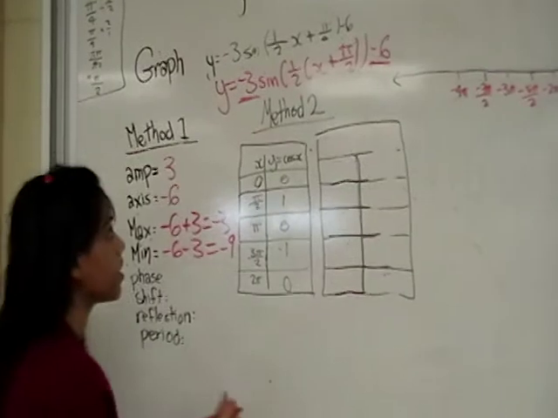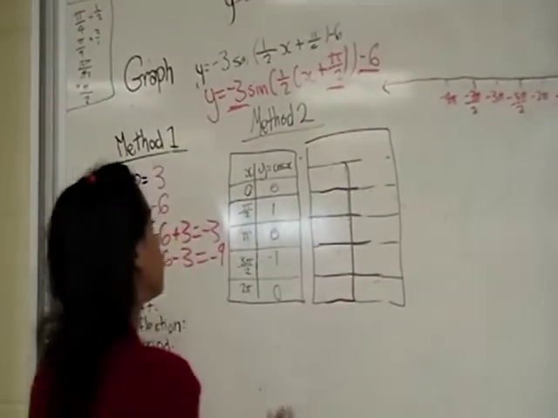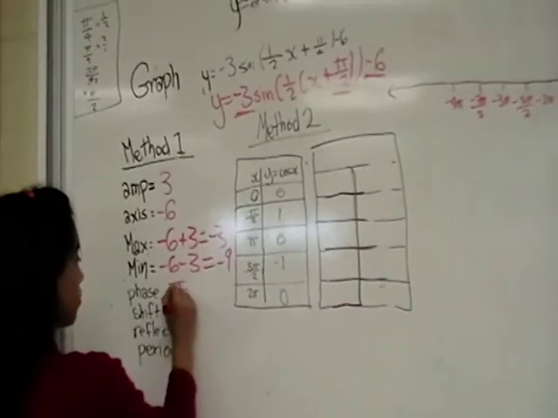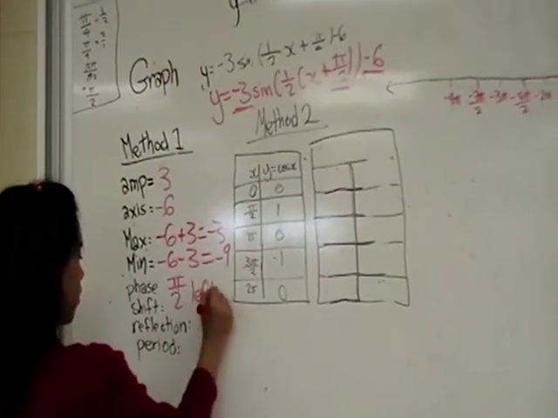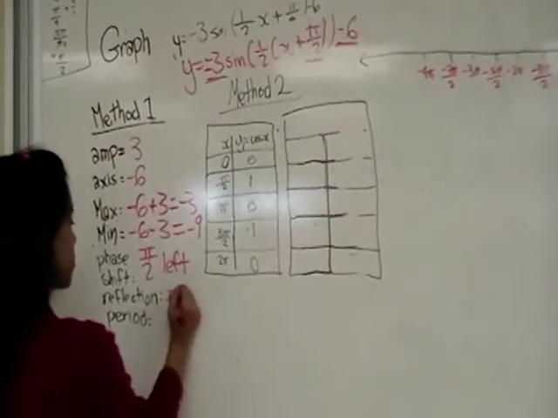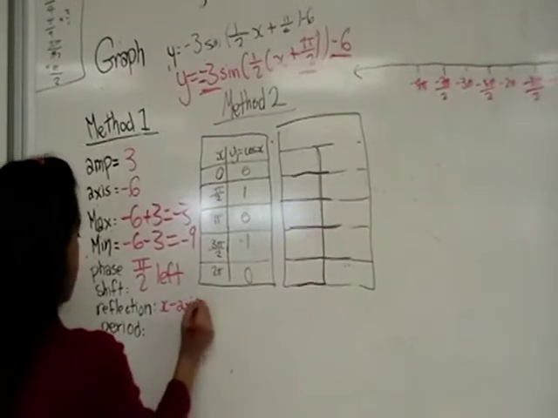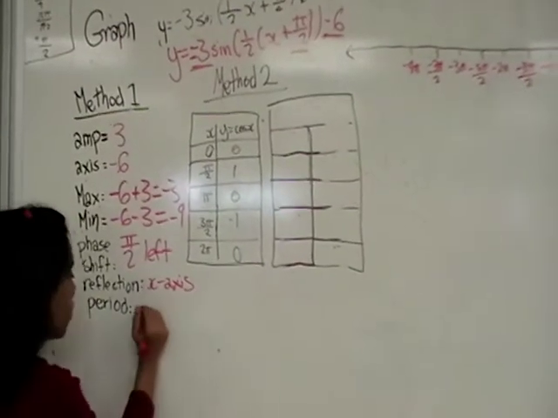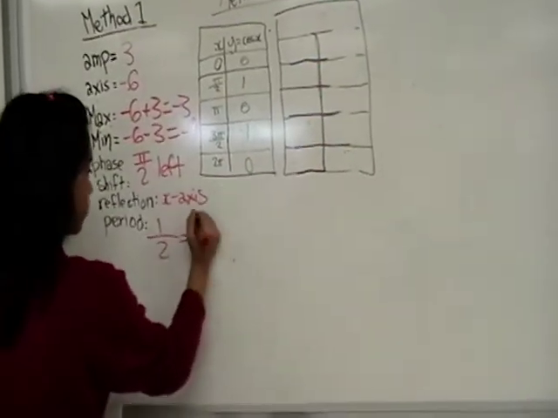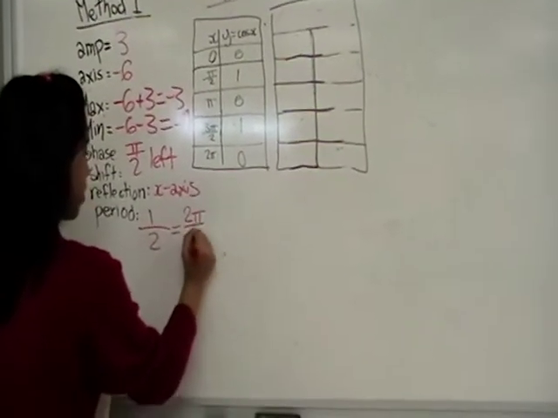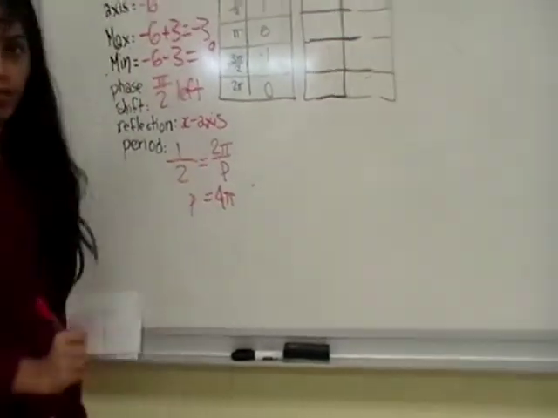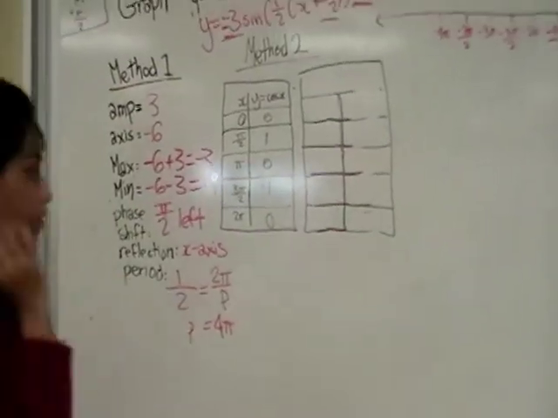Your phase shift is pi over 2. Notice if you didn't factor, it would be pi over 4 and then your graph would be wrong. To the left, your reflection exists on the x-axis, and your period is 4 pi. You can determine it because the k value is 1/2, so 2 pi over k equals 4 pi. Your period would become 4 pi. Okay, so let's graph this out.